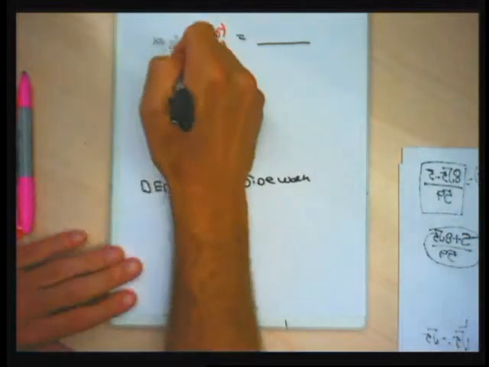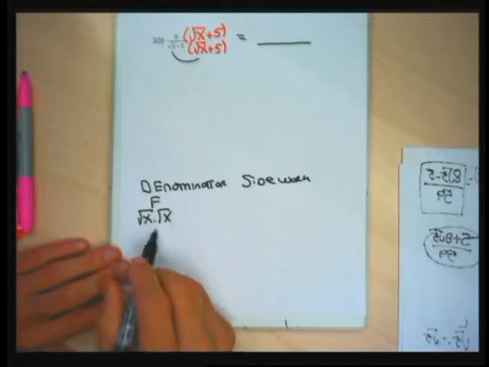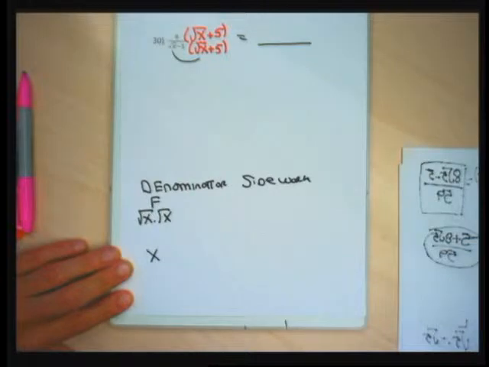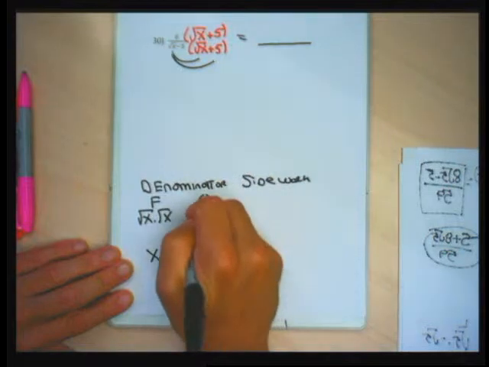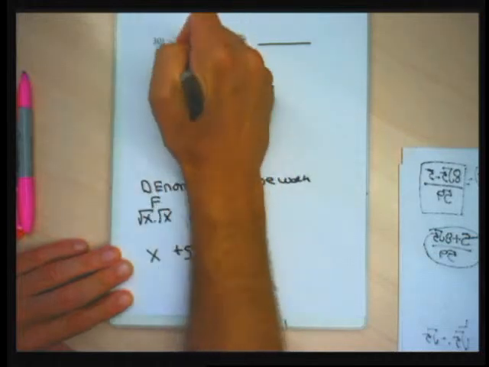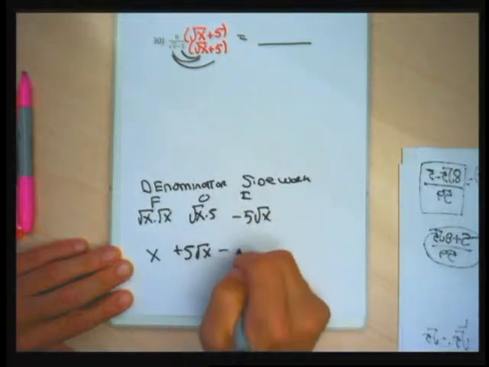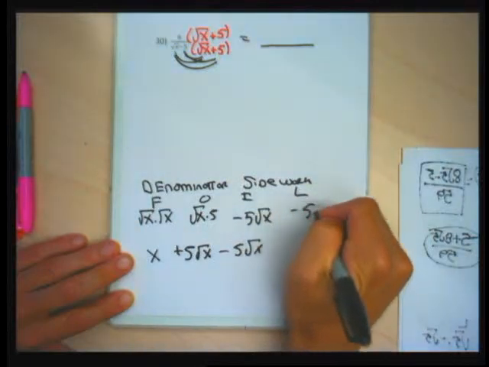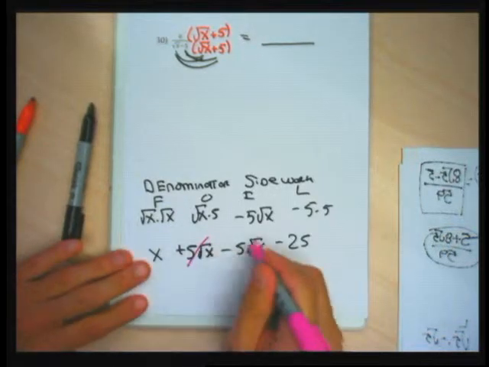So I'm going to do firsts in my denominator. Firsts are square root of x times the square root of x. Anytime I multiply two identical square roots, I can skip a step and write what's under one of the square roots without the square root symbol. The outers are the square root of x times 5, which I'm going to write as plus 5 square root of x. The inners are minus 5 times the square root of x. I'm just going to write that as minus 5 square root of x. The lasts are minus 5 times 5, which is minus 25. The outers and inners cancel.